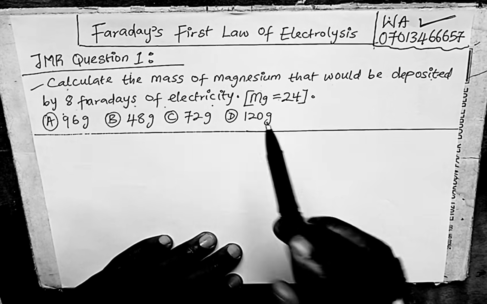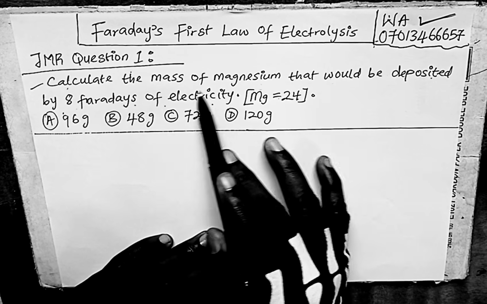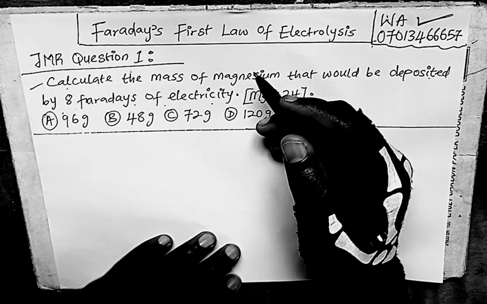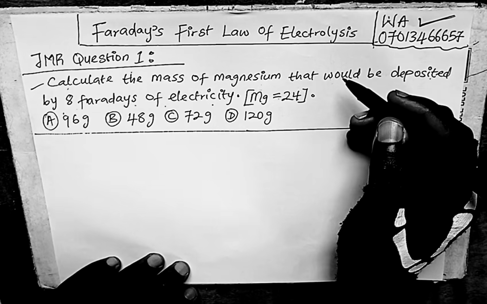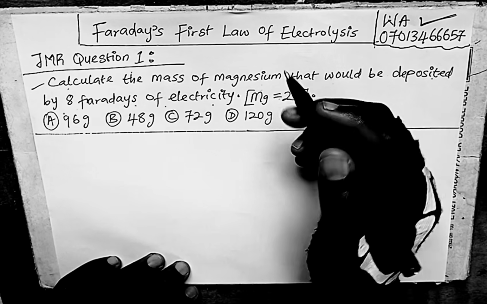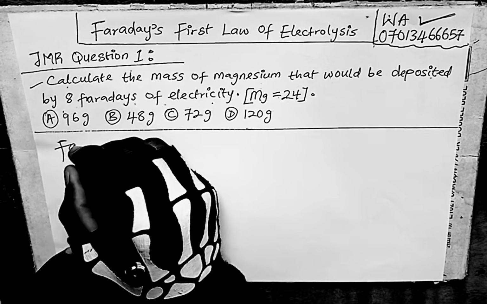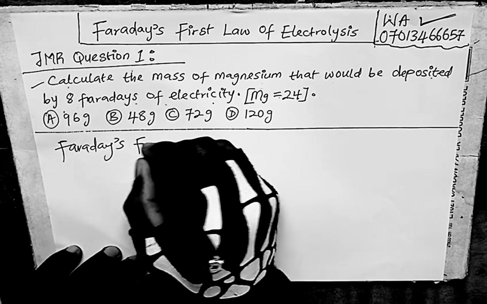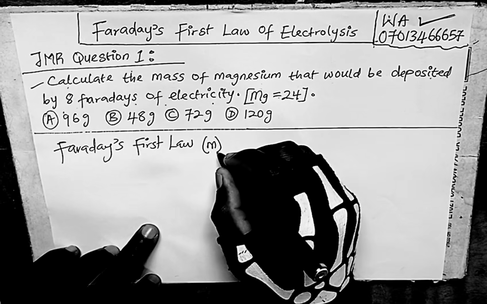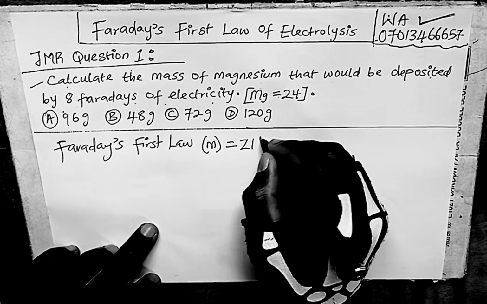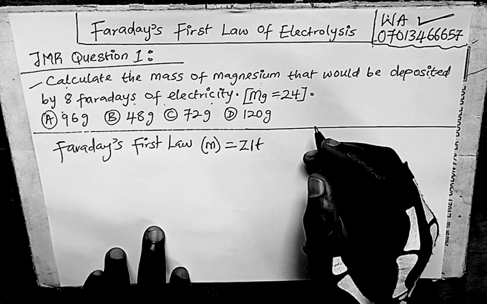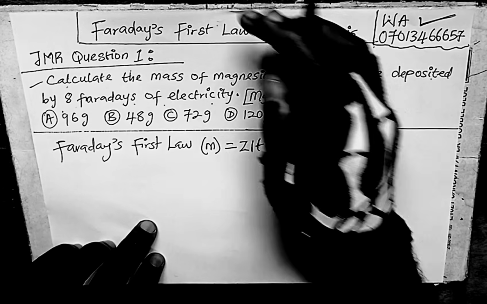Since they are asking us the mass of magnesium that will be deposited by 8 Faradays, this is Faraday's first law of electrolysis. It states that the mass of an element discharged during an electrolytic process is directly proportional to the amount of current passing through it. So mass m equals Z I t, where I is the current, t is the time, and Z is the electrochemical equivalent.